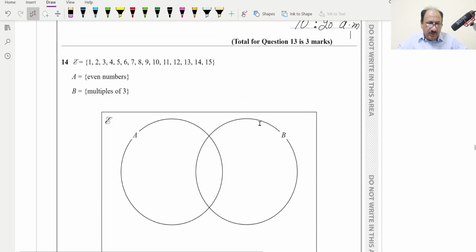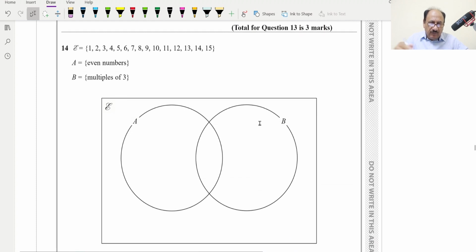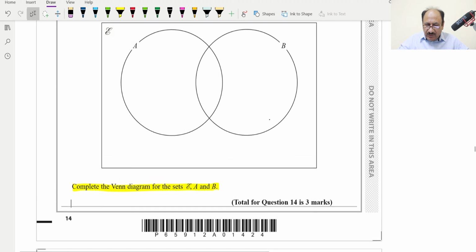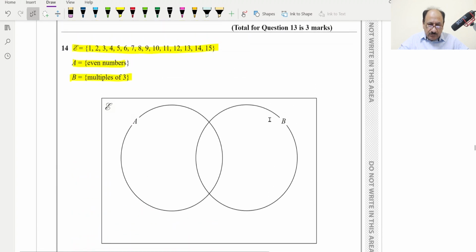Now question number 14. Universal set is provided, and A is the set of even numbers, B is multiples of 3. So we have to complete this Venn diagram. They're saying complete the Venn diagram for the sets, universal set, A and B. So we will be writing A. A is including even numbers. So all the even numbers we will write over here.